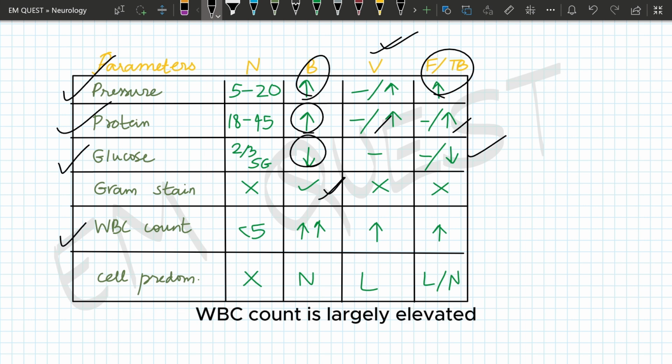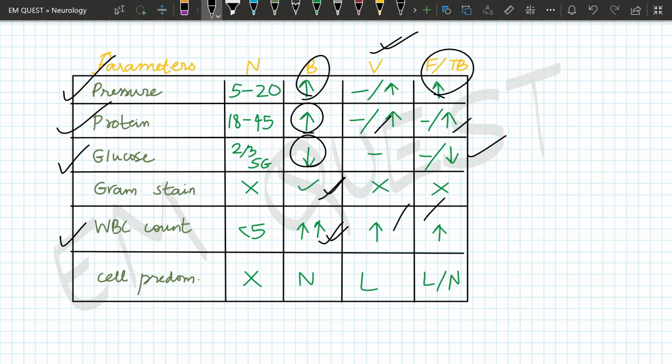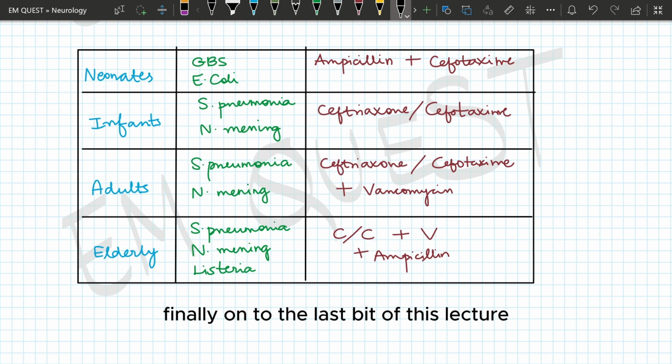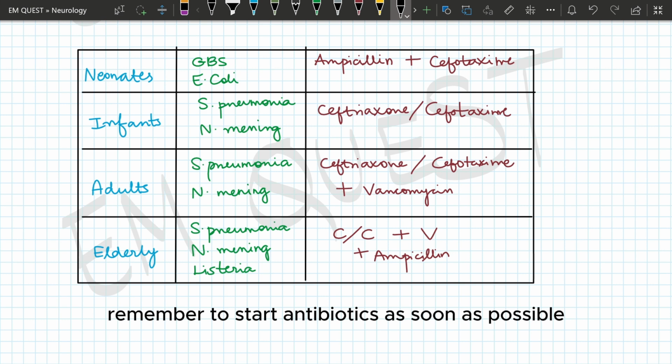WBC count is markedly elevated in cases of bacterial infection but may be moderately increased in viral and fungal. The predominant cell in bacterial meningitis is neutrophil, whereas in viral it's lymphocyte, and in fungal or TB it can either be lymphocyte or neutrophil. Finally, on to the last bit of this lecture, which is the treatment of CNS infections. Specifically, if we talk about meningitis, encephalitis, remember to start antibiotics as soon as possible.